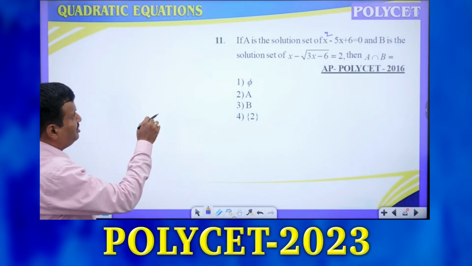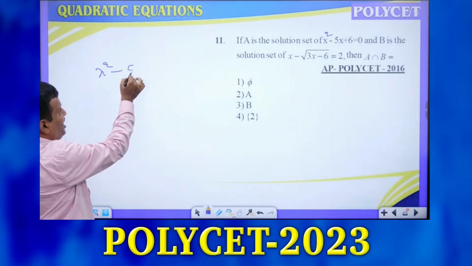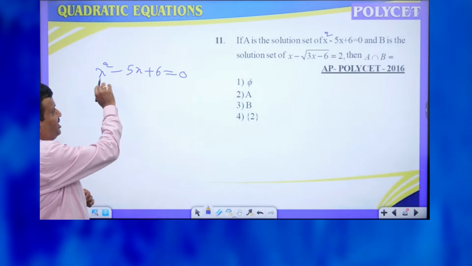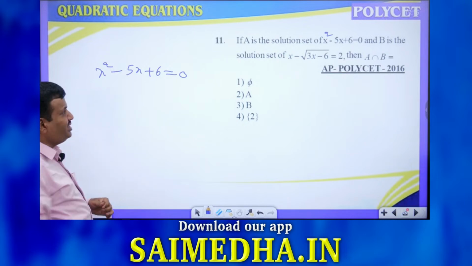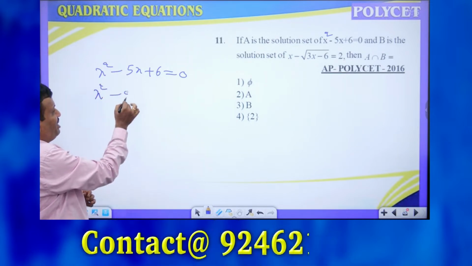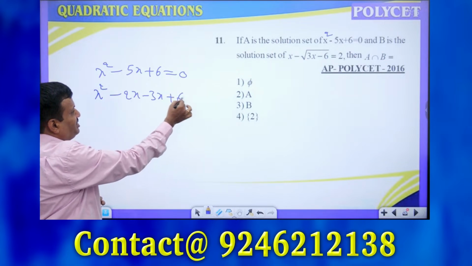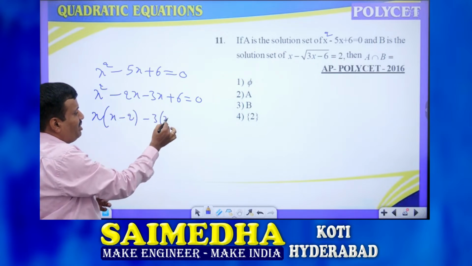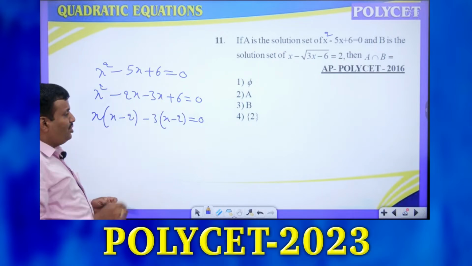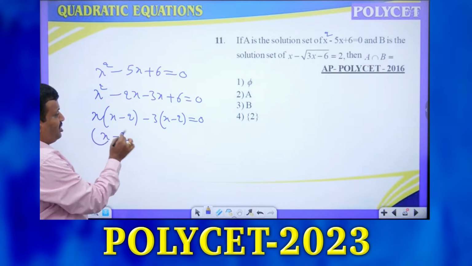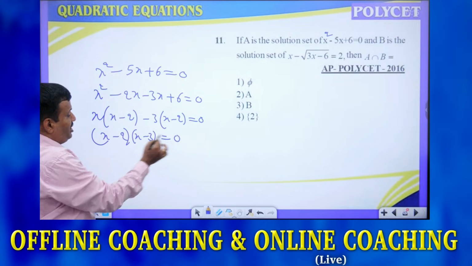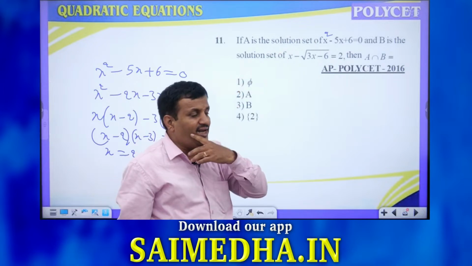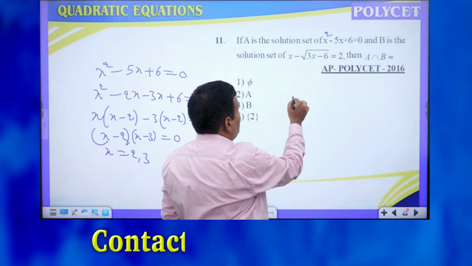What are the roots of x square minus 5x plus 6 equal to 0? How do we write it? Find the factors. 1 into 6 is 6. We have to split this as x square minus 2x minus 3x plus 6 equal to 0. Taking x common, x minus 2, minus 3 common, x minus 2 equal to 0. What are the roots here? x minus 2 is common again, x minus 3. The roots are 2 and 3.